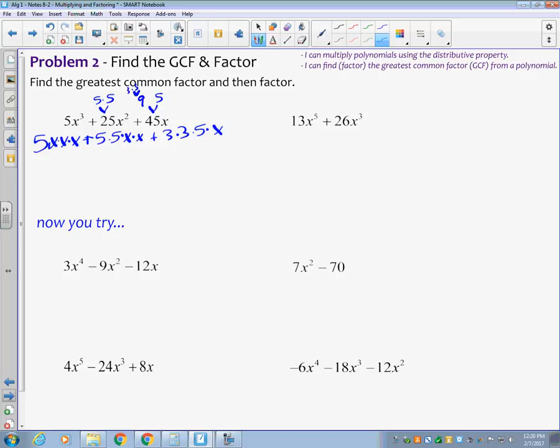Then we're going to underline the ones they have in common. All of them have a 5. All of them have at least one x. Once you run out, because we ran out of x's on this 45x, we got to stop. So the GCF is 5x. We're going to put that out front. Once we put it out front, we can cross it out.